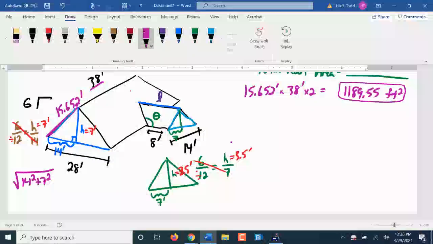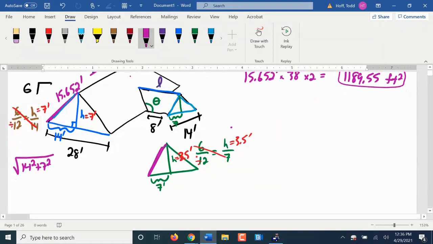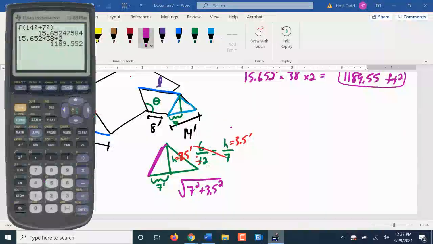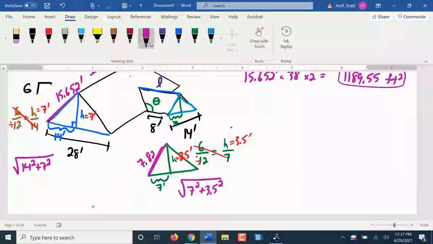Now I still need this top chord length, or common rafter length, whatever you want to call it. That'll be the square root of 7 squared plus 3.5 squared. Giving us 7.826 feet. Now, we still need to know L, which we'll find in just a minute, in order to find the area of that portion of the roof.